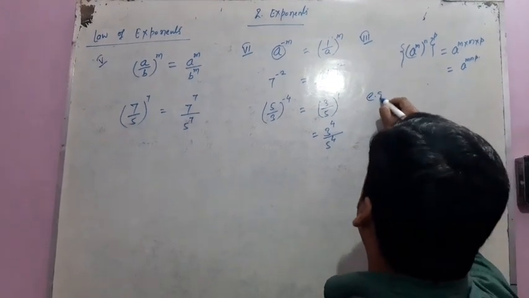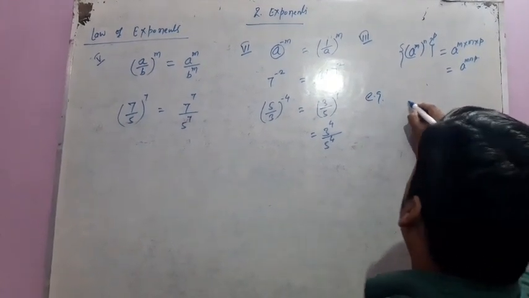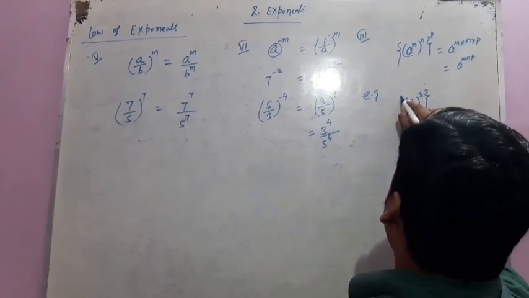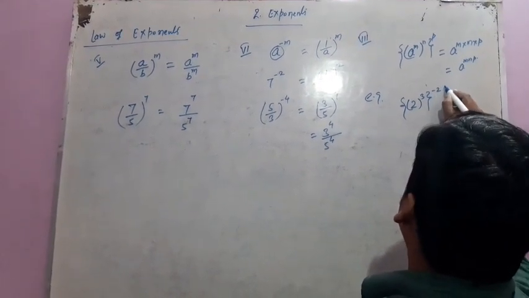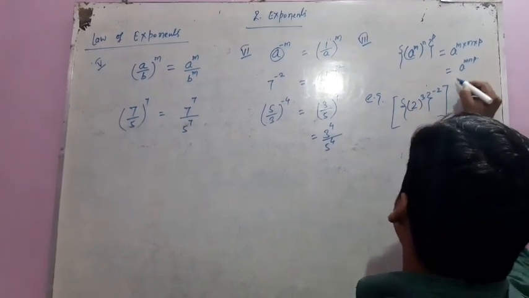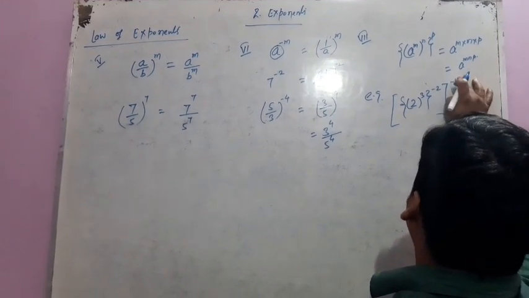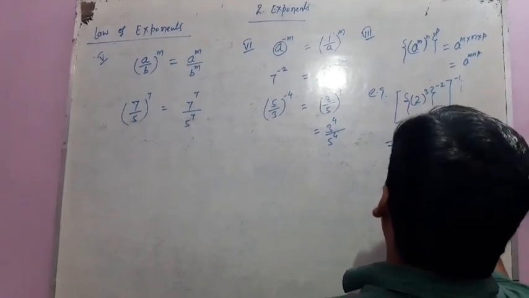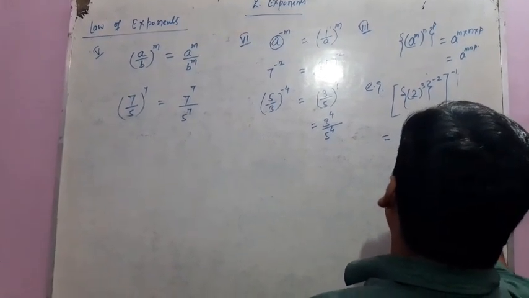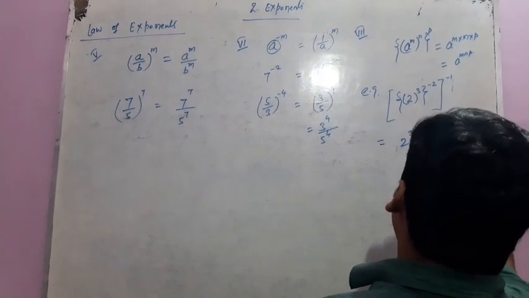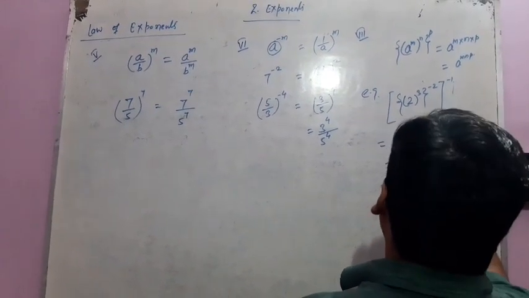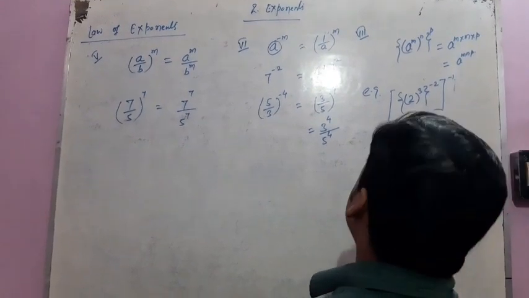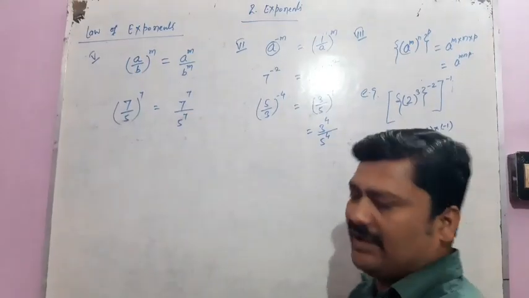For example, 2 to the power 3 to the power minus 2 and the whole to the power minus 1, then for solving it, we have to multiply all the exponents of 2. 3 into minus 2 into minus 1, that is 6, so 2 to the power 6. These are the laws of exponents.